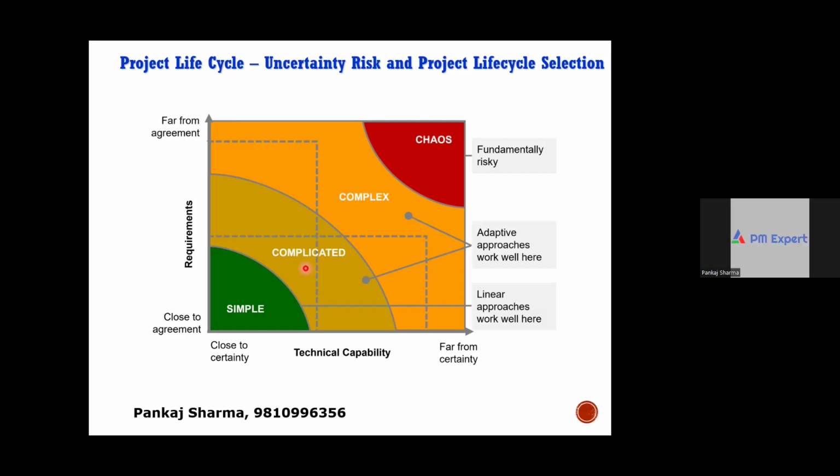So this is more like a complicated project, right? You know that you have to reach this destination, but to reach the destination, you have multiple options, multiple methods, multiple ways, but you have to figure out the best possible way based on the uncertainty. This is complicated, right? Now, what are complex projects?